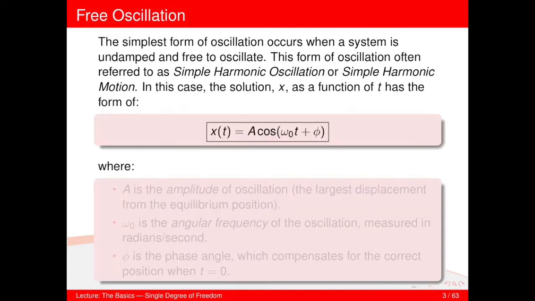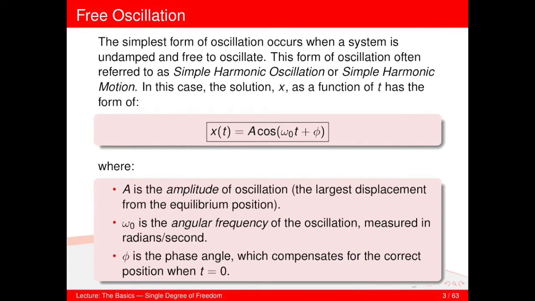The response x of t will be a sinusoid, and so in this case the solution x as a function of time has the form of A times cosine of omega naught t plus phi, where A is the amplitude of oscillation, the largest displacement from the equilibrium position. Omega naught is the angular frequency of the oscillation, measured in radians per second, and that's the natural frequency denoted by the naught suffix. And phi is the phase angle which compensates for the correct position when t equals 0.